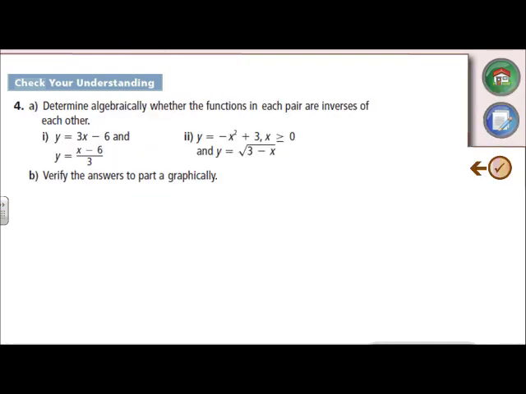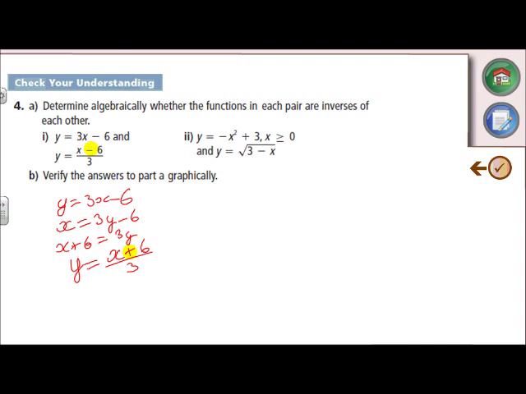Yay. And last one, let's just algebraically determine if these are inverses. So take one of them and try to solve for the other one. So y equals 3x minus 6. Switch the x and y first, sorry. x equals 3y minus 6. Add the 6, x plus 6 equals 3y. And divide by 3, y equals (x plus 6) over 3. And is that the same thing? No, it is not. We've got a plus, we've got a minus. No go on that one.